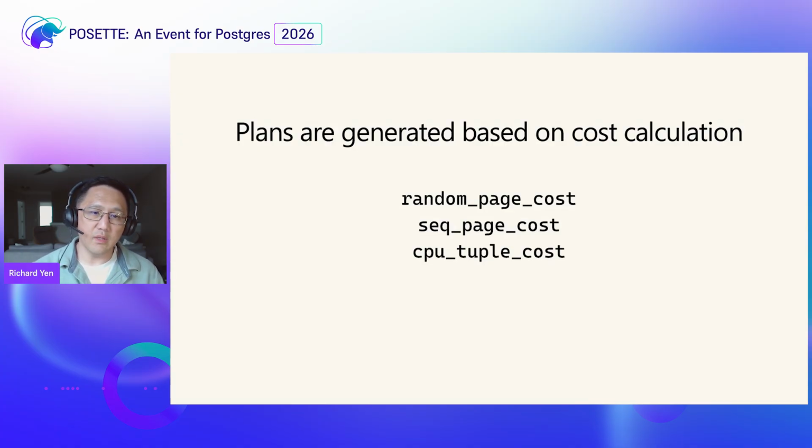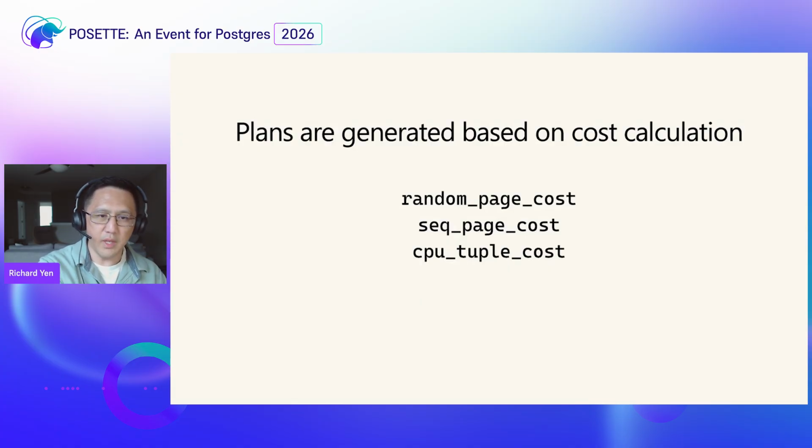So random page cost is the cost of pulling a random page out of the disk. So if I did an index scan and I find my value California and it says one of the tuples is in this page in this table, then I'm going to go randomly pick it.